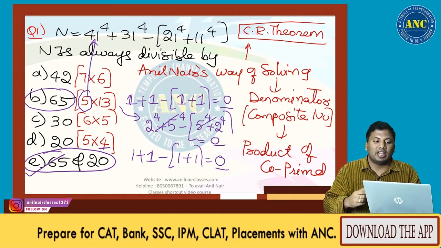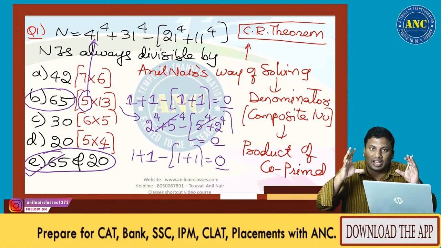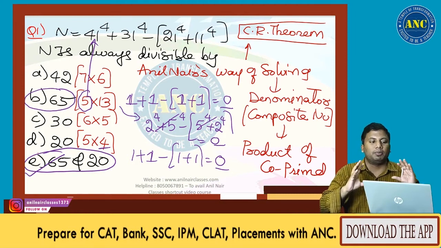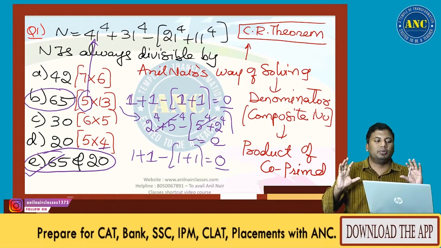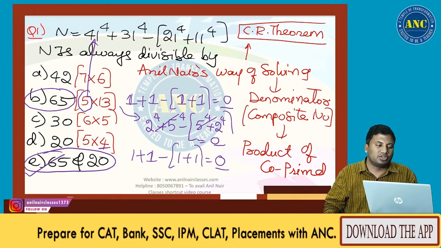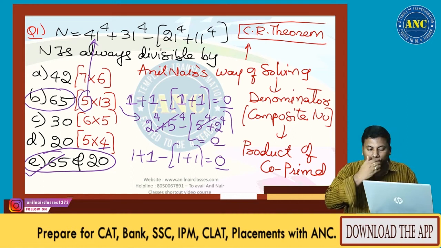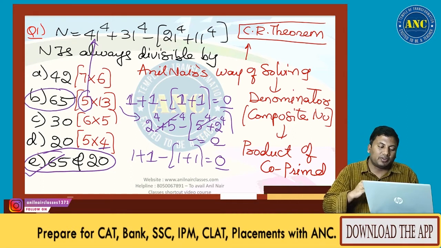So what I did is, n is divisible by, that means the n is a multiple of the given answer options. Multiple means when you divide it, remainder should be 0. 42 is 7 into 6. 65 is 5 into 13. 30 is 6 into 5. 20 is 5 into 4. 65 and 20. So it's a combination of B and D.